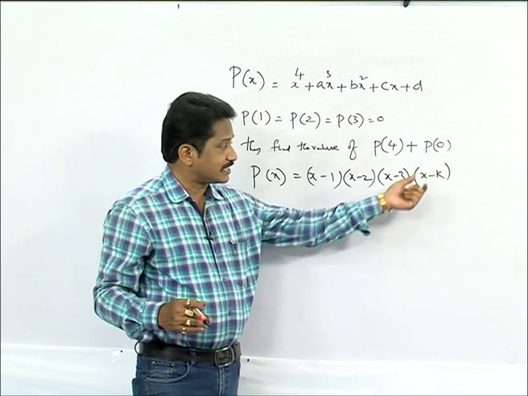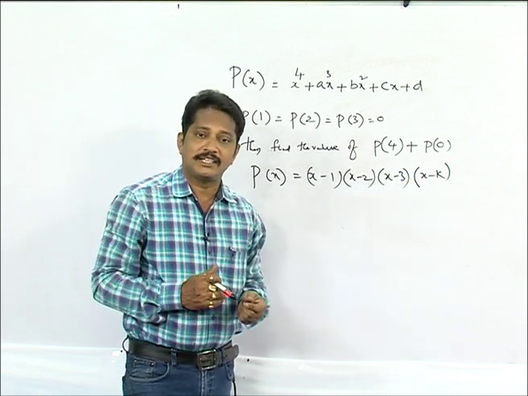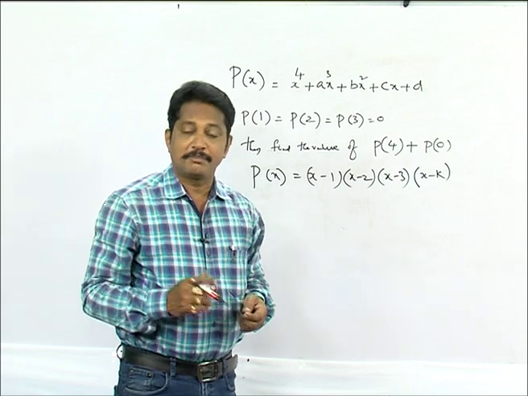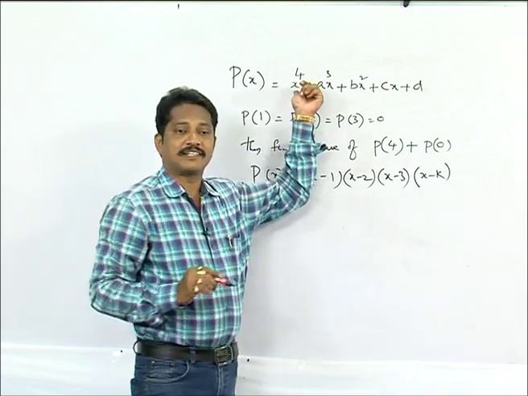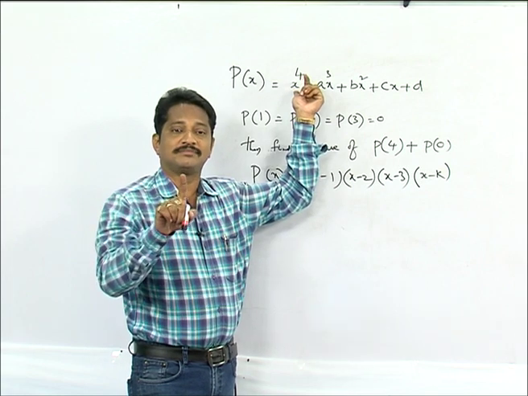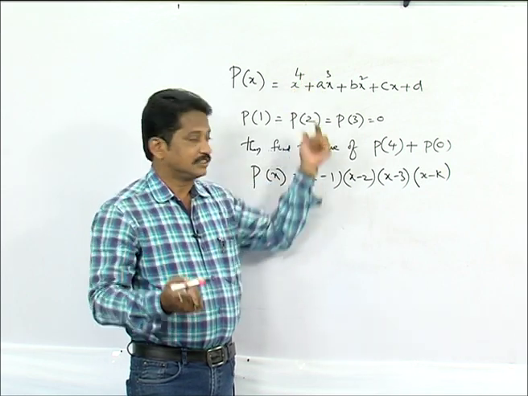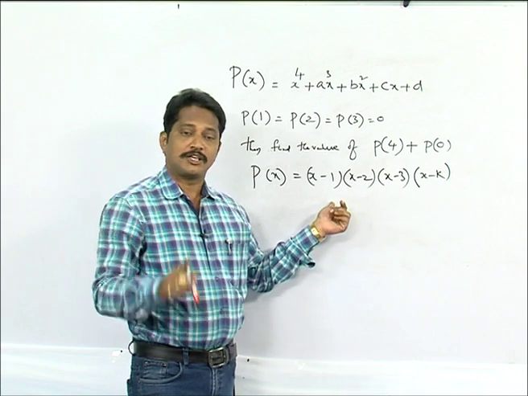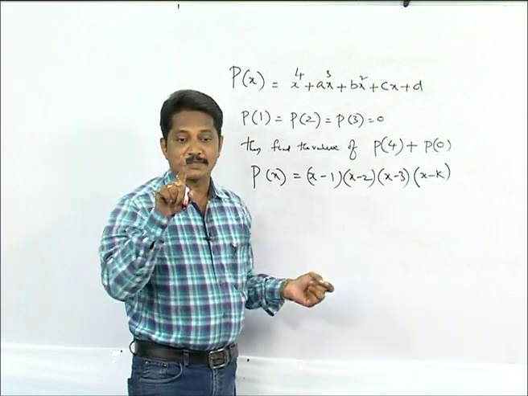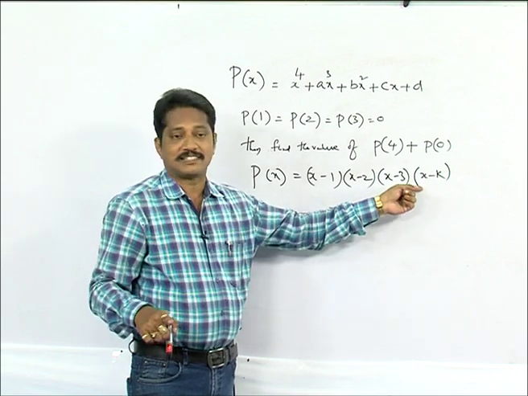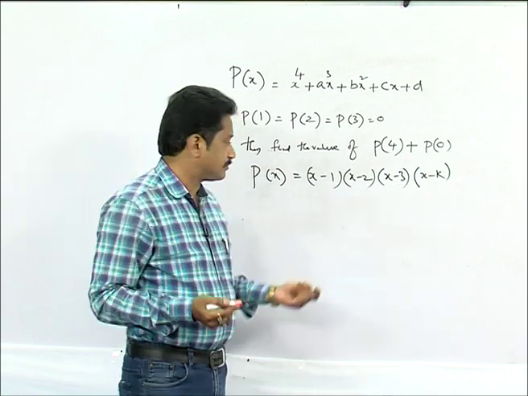And why have you considered x minus k? What is the general formula for a linear polynomial? Ax plus b. But why do you consider x minus k? The reason is that the coefficient of x to the power 4 is 1, so the coefficient of this cubic polynomial is 1. So, the other one should be in the form of x minus k, that is the reason I have written x minus k. Okay, now come to the answer.